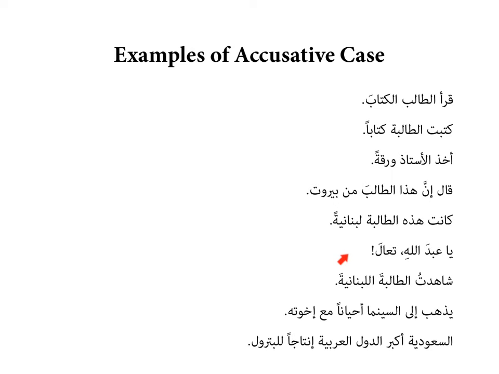Again, vocative with idafa, ya Abdullah, not ya Abdullah, because it's idafa, servant of God. And then an example of a noun-adjective phrase, shahadtu talibata. I saw the student, accusative because it's the object of the verb. So when you add the adjective al-Lubnaniyata, it just agrees. And then we get examples of adverbs. Here is أحيانا يذهب إلى السينما أحيانا مع إخوته, which is marked accusative, and then a more complicated adverbial, which is tamyiz. Saudi Arabia is the biggest Arab country oil production-wise. It's أكبر الدول العربية إنتاجا للبترول.